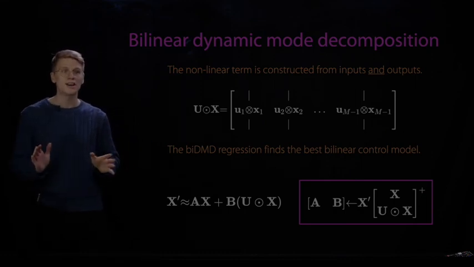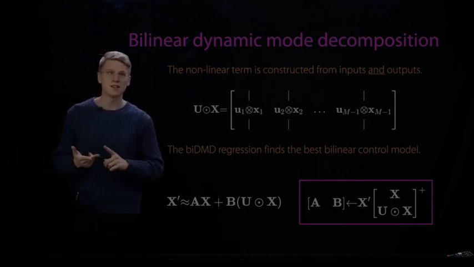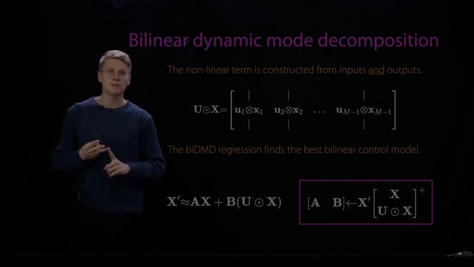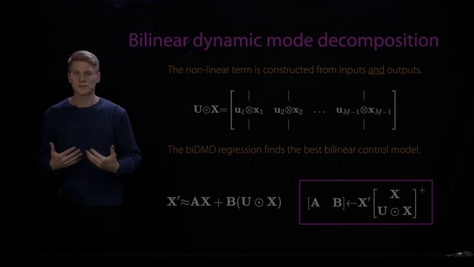And now the bi-DMD is going to inherit the same advantages as DMD and DMDC. That is, it's going to be fast, interpretable, and easily adapted. And it's informed by the underlying physics of quantum mechanics.